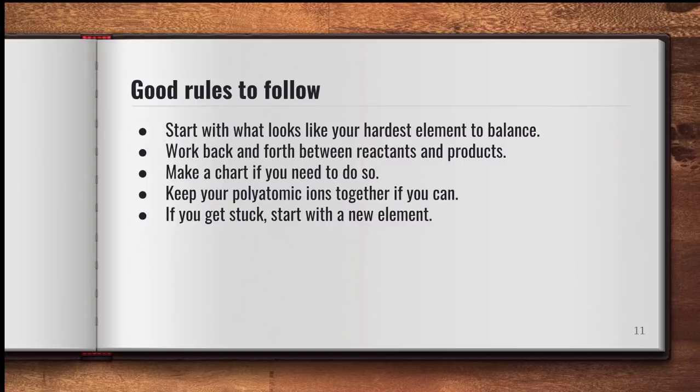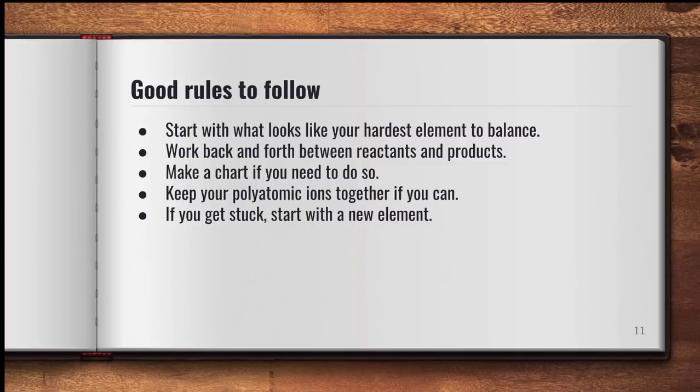Work back and forth between the reactants and the products. So if you change something in the reactants, you put a number in front of one thing to balance something out, that's going to change something else in the reactants as well. And then figure out what numbers you can put in front of your products to balance, and work back and forth between your reactants and products in order to balance your chemical equation. Make a chart if you need to do so, like what I did. Use the RP chart if that helps.